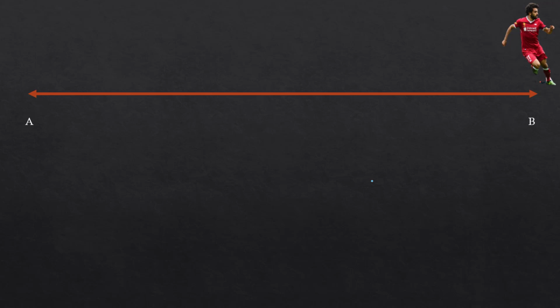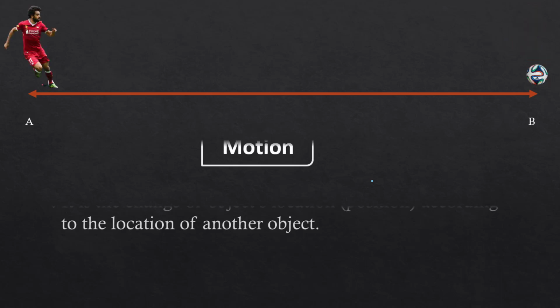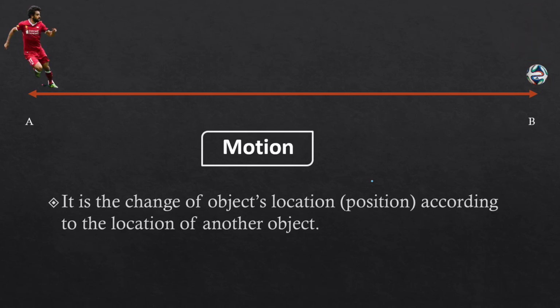Now we can say Muhammad Salah made a movement or made a motion, and this is the concept of motion. It is the change of an object's location or position according to another object. Now it's easy, it's the change of an object's location or position. Muhammad Salah changed his position from A to B.